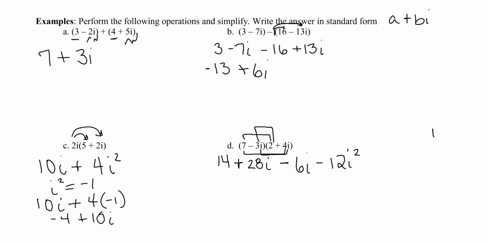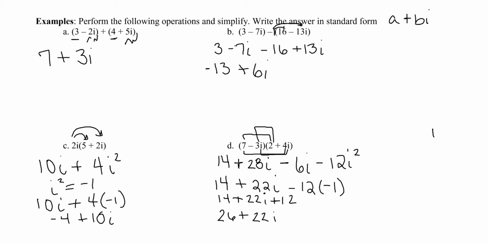Last thing we want to do, combine like terms and eliminate my i squared. Again, that i squared equals a negative 1. So I really have 14 plus 28i minus 6i will give me 22i. And I have a negative 12 times a negative 1, and that will give me a positive 12. So I have 14 plus 22i plus 12. And the last thing I can do is add the 14 and the 12 together. So I will get 26 plus 22i.